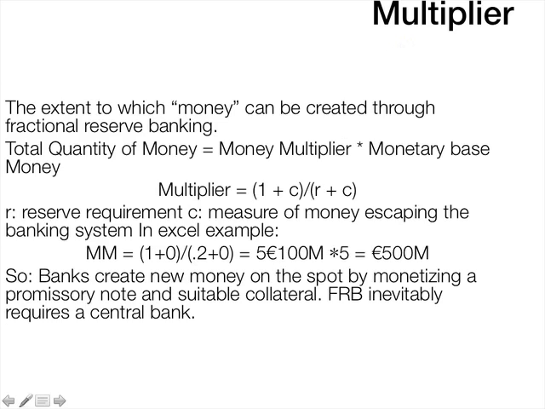So, banks create new money on the spot by monetizing a promissory note. You would have heard of this word promissory note before. It's come up in the context of Irish macroeconomic finance. But effectively, a promissory note is a promise to pay. It says, if you give me 10 grand today, I will give you 12 grand back. So what you're doing is, you're taking that 12,000 piece of paper and you're turning it into money.